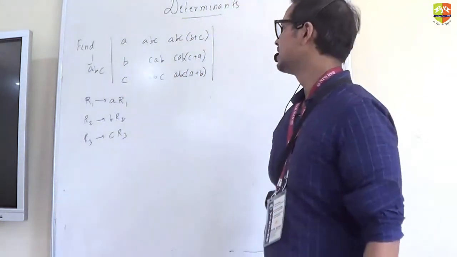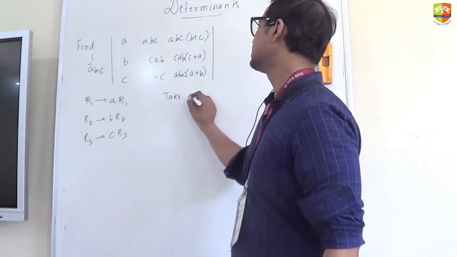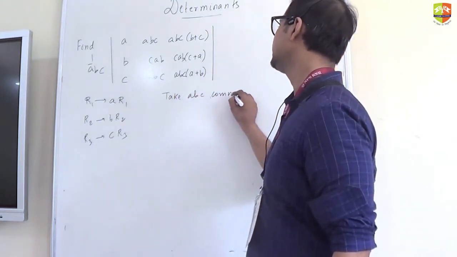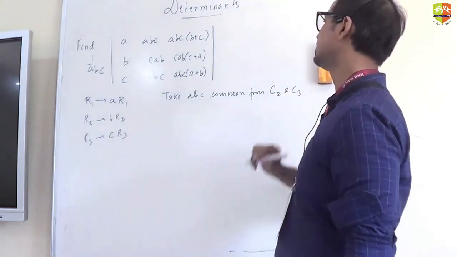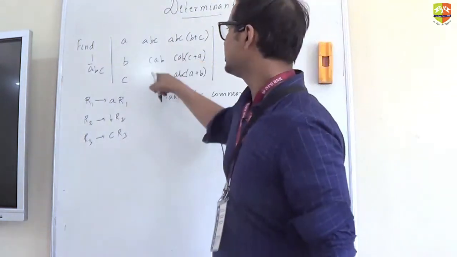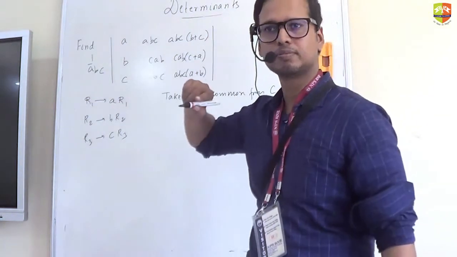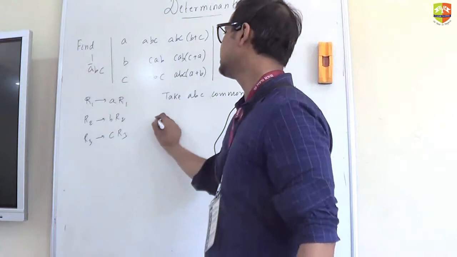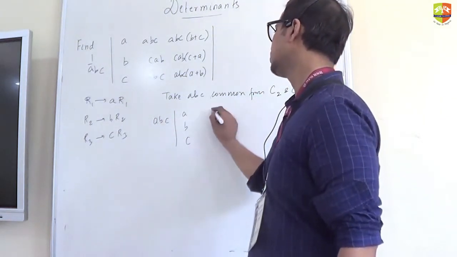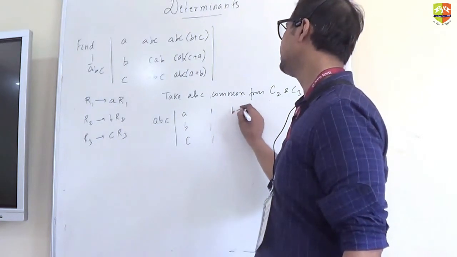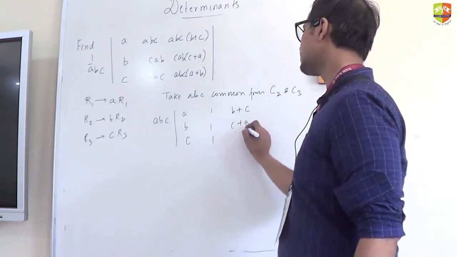Now, one simple thing you can do is take ABC common from column number 2 and column number 3. If you take ABC common, it comes out as ABC square. There's only one ABC present over there, so it will be as good as one ABC. Then we have 1, 1, 1, B plus C, C plus A, and A plus B.